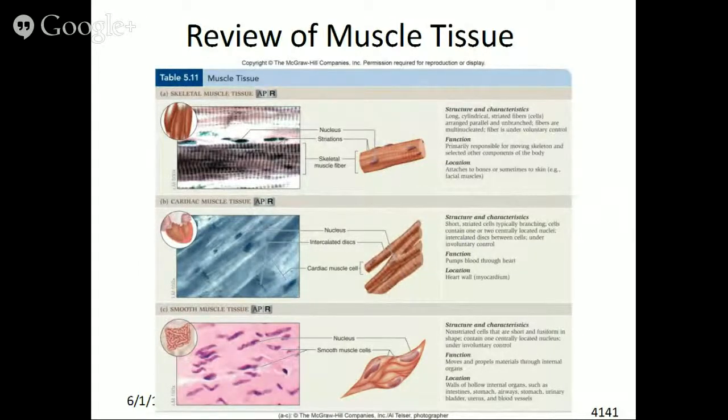Muscle tissue, what is its claim to fame? Muscle tissue is all about movement. All right? Please, whatever you do, don't select muscle tissue as an answer to a test question that asks what type of tissue would connect muscle to bone. Don't put muscle, okay? Because muscle tissue is not about connecting. Muscle tissue is about moving. That's what muscle tissue does.